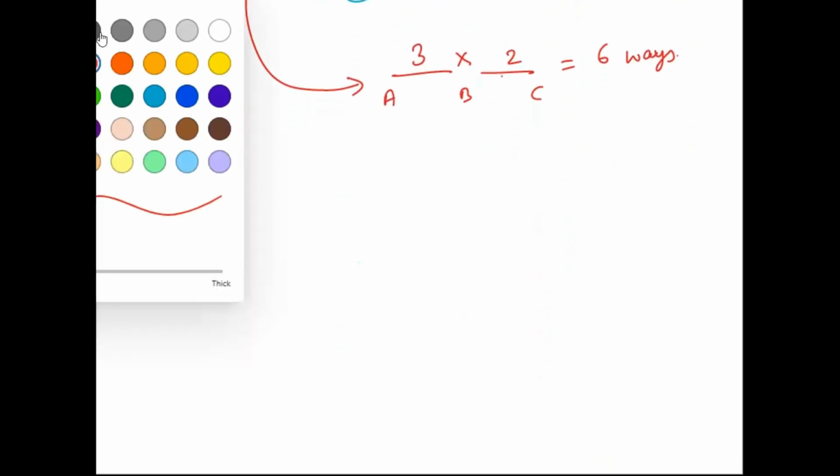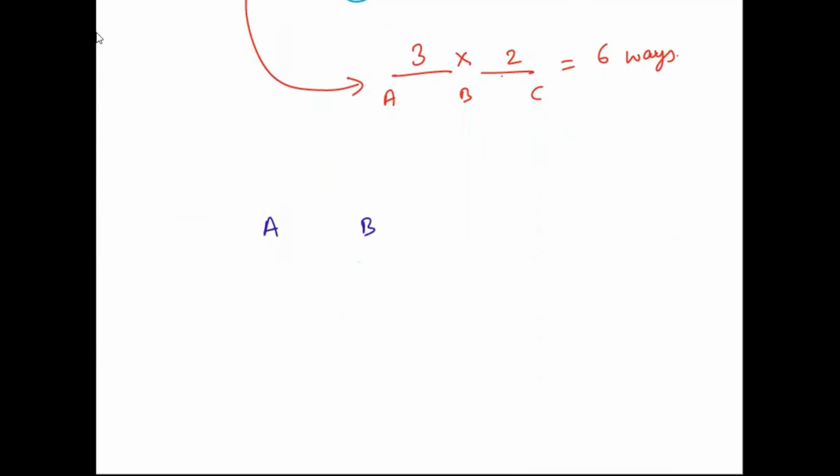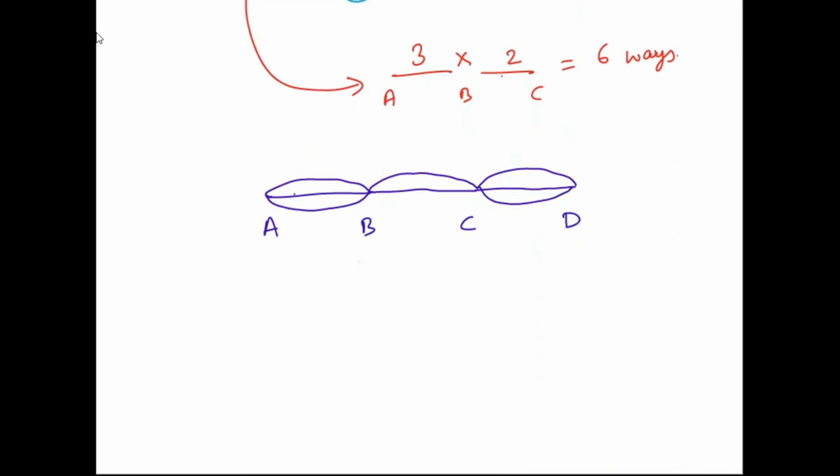Now, let's consider one more scenario. Let's take one more city, from C to D. So from A to B, I have three roads, so three ways. Then B to C, I have two ways. And then again from C to D, I have three ways. Okay. So now how many ways are there in which I can go from A to D, right?